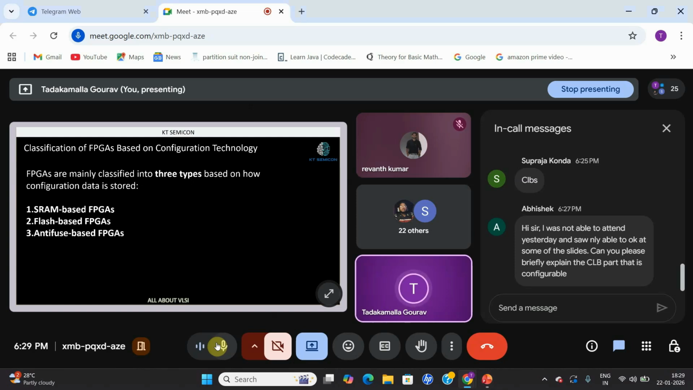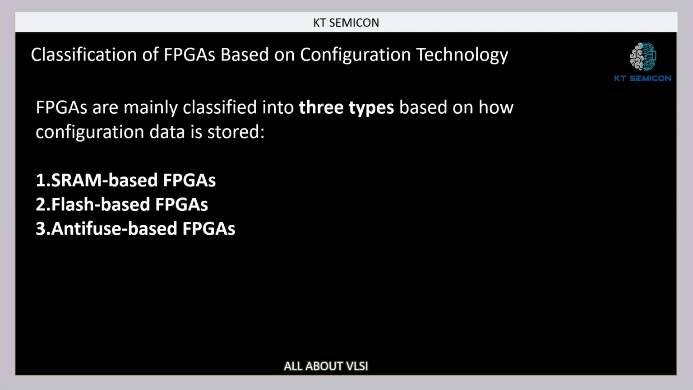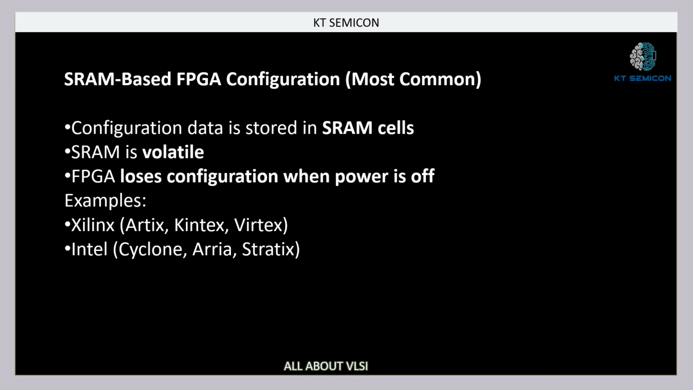So in this session, we are going to discuss FPGAs based on the configuration technology. Basically, FPGAs are divided into three types. One is SRAM-based FPGAs, another is Flash-based FPGAs, followed by Antifuse-based FPGAs. So let us try to understand what these categories mean. The very first one is SRAM-based FPGAs.